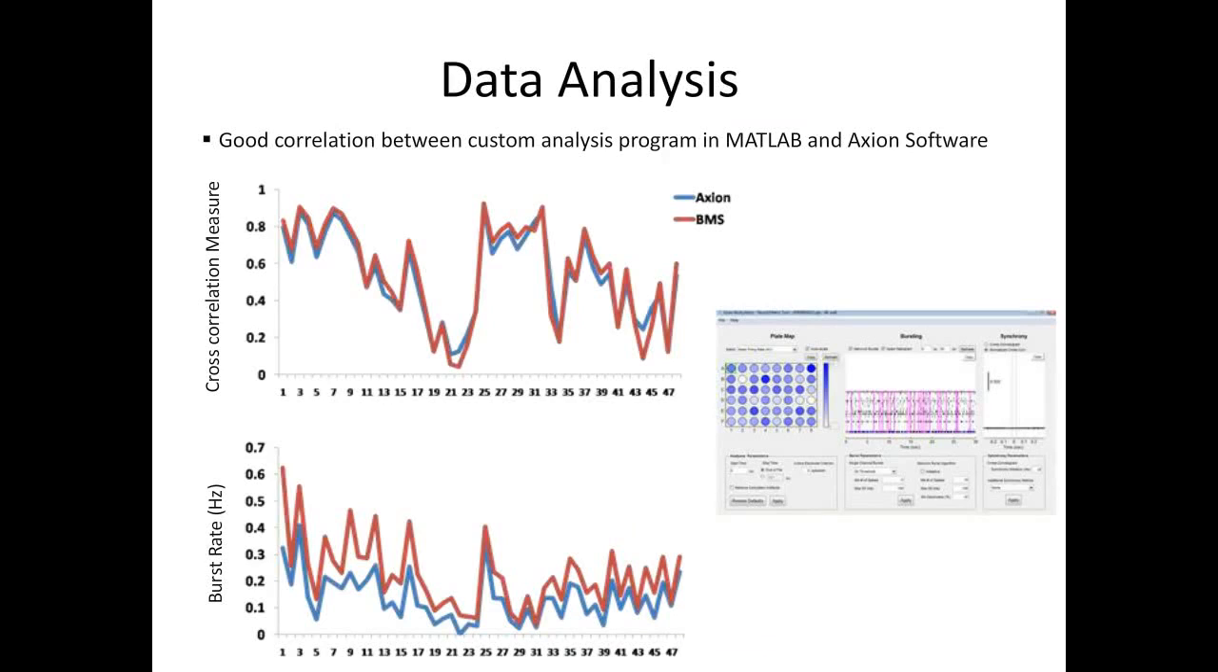Just to show you what the comparison looks like, we went back and reanalyzed some of our data using our custom MATLAB program and the newer Axion neural metrics program, and there's a very nice overlay between these two in terms of the metrics, looking here at cross-correlation and also identifying burst and burst rate. So there's a nice correlation between these two analysis programs, suggesting that the data is being analyzed in a similar fashion.